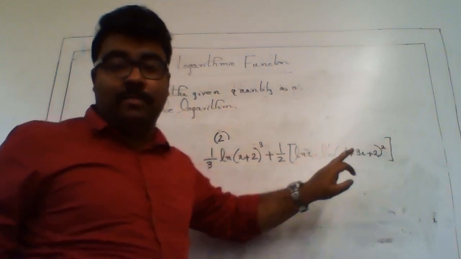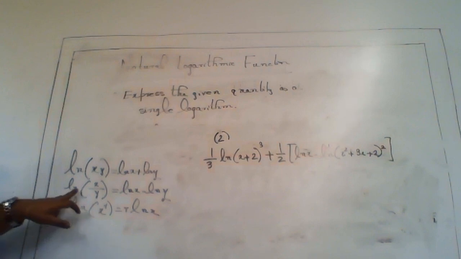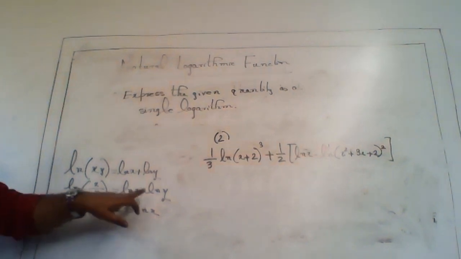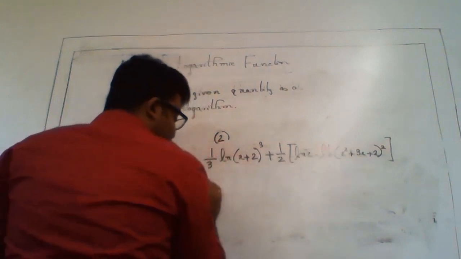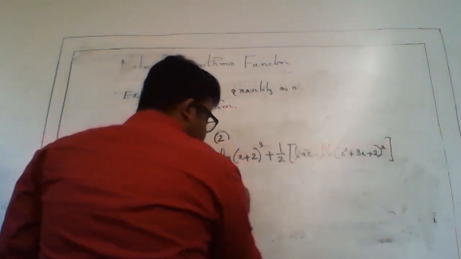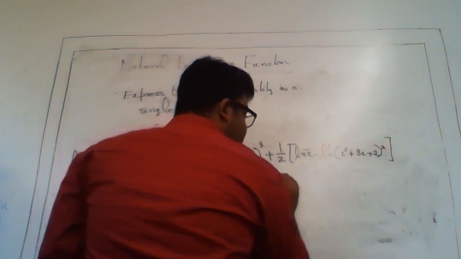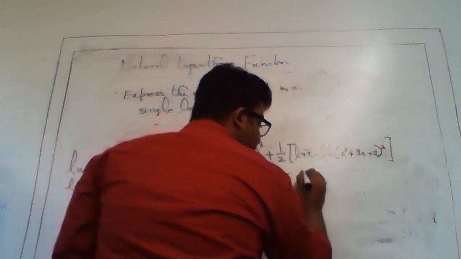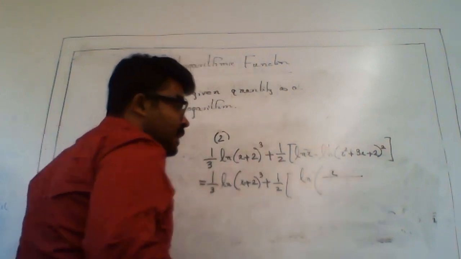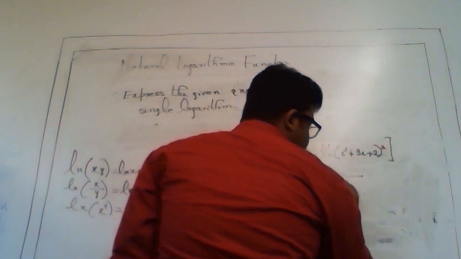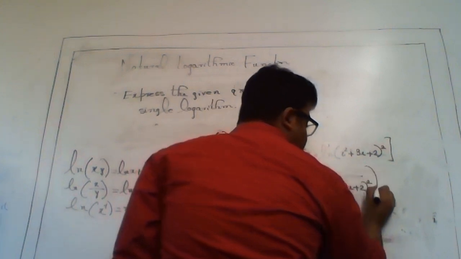2 whole square. So I can write this using this property, ln x by y equal to ln x minus ln y. So I have ln x minus ln y. So I can write this as ln x. The first part will remain the same. The second part, I can write this as ln x divided by x square plus 3x plus 2 whole square.